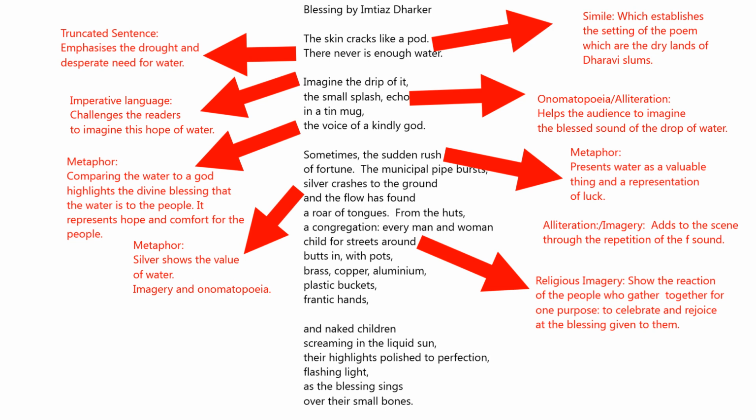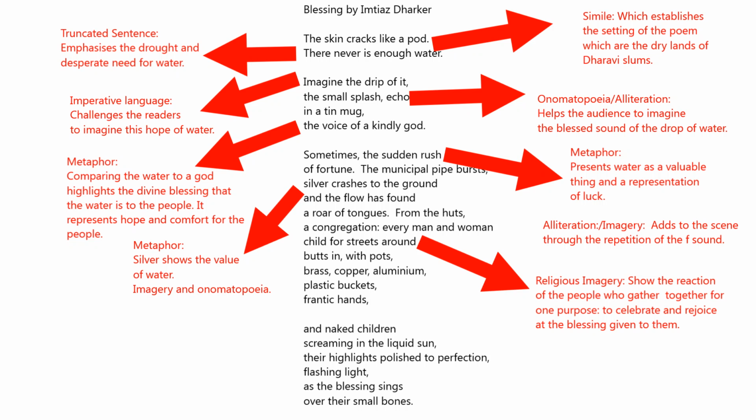Okay, almost done. Next thing we've got is the listing. See how it lists? It says, every man and woman, child for streets around, butts in with pots, brass, copper, aluminium, plastic buckets. There's a listing there, and there's the use of enjambment. Now, you guys remember this technique, enjambment, where it flows from line to line. There's no real thought process. It's very fluid. The use of listing and enjambment help to create this frantic sense, and it heightens the mood of the poem. And it shows us the excitement, okay, that these people are experiencing.